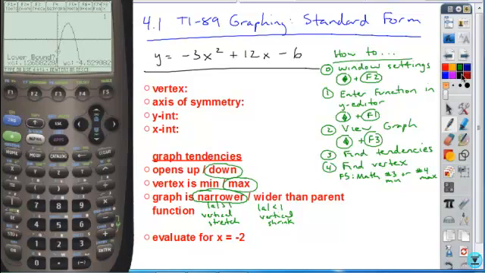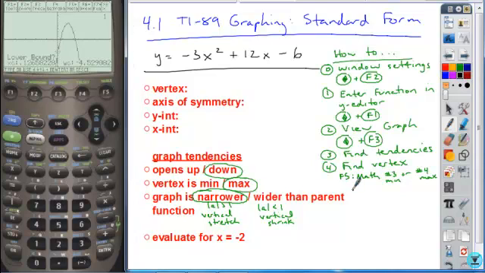Okay, once you get to this step, it's going to ask you two things. It's going to ask you to find a lower bound and an upper bound.